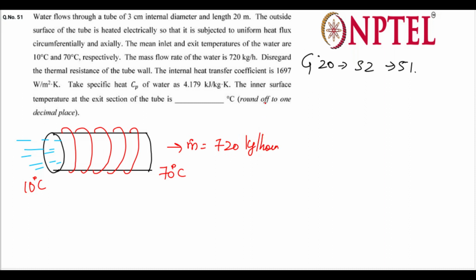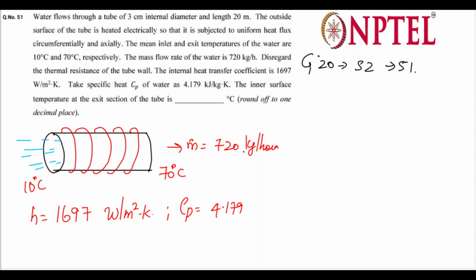Disregard the thermal resistance of the tube wall. The internal heat transfer coefficient, between the tube and the water, h is going to be 1697 watt per meter square Kelvin. Specific heat Cp is equal to 4.179, quite a bit different, so we have to keep a watch over here.